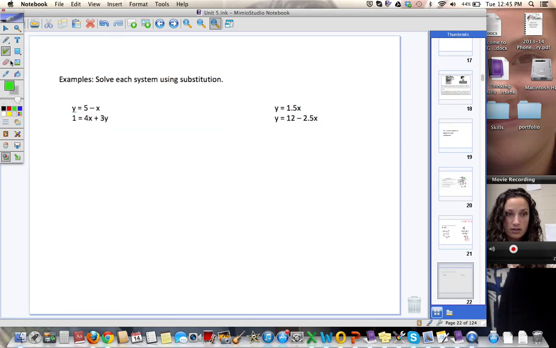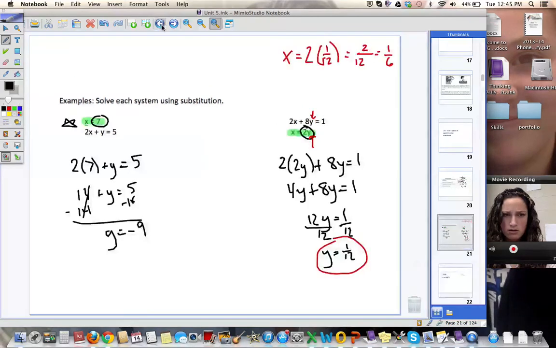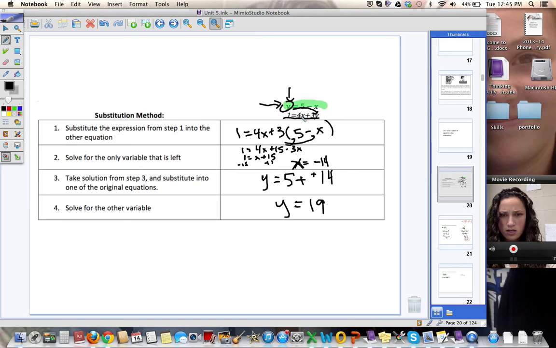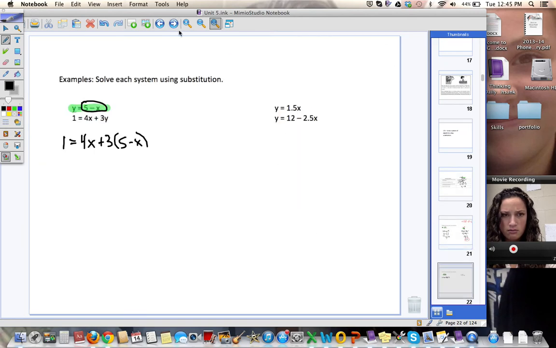Alrighty, let's go to highlighter. The easy one here is y equals 5 minus x, because it's telling me already that y is 5 minus x. So wherever there was a y, I'm going to plug in 5 minus x. So now I have 1 equals 4x plus 3 times 5 minus x. Timeout. 4x plus 3y, this is the same problem. I'm not doing that again.